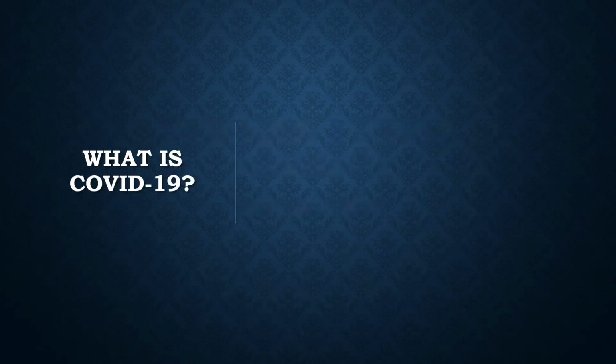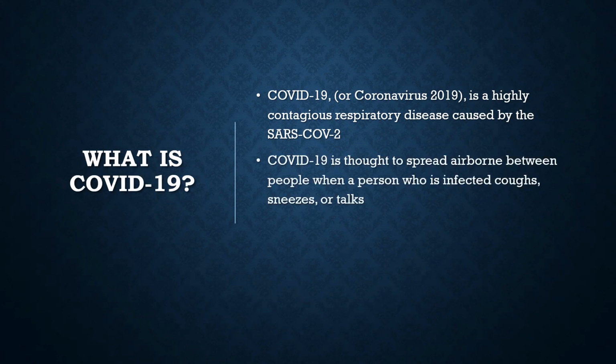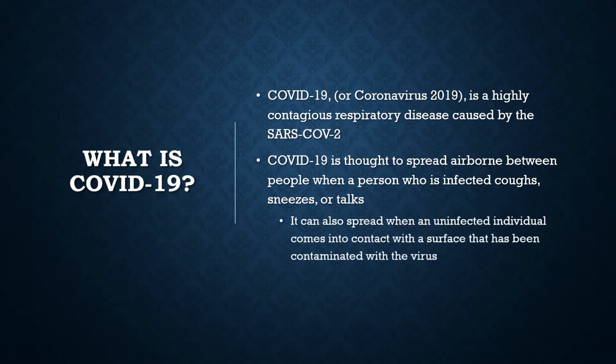What is COVID-19? COVID-19, or coronavirus 2019 in its full term, is a highly contagious respiratory disease caused by SARS-CoV-2. COVID-19 is thought to spread airborne between people when a person who is infected coughs, sneezes, or talks. It can also spread when an uninfected individual comes into contact with a surface that has been contaminated with the virus.